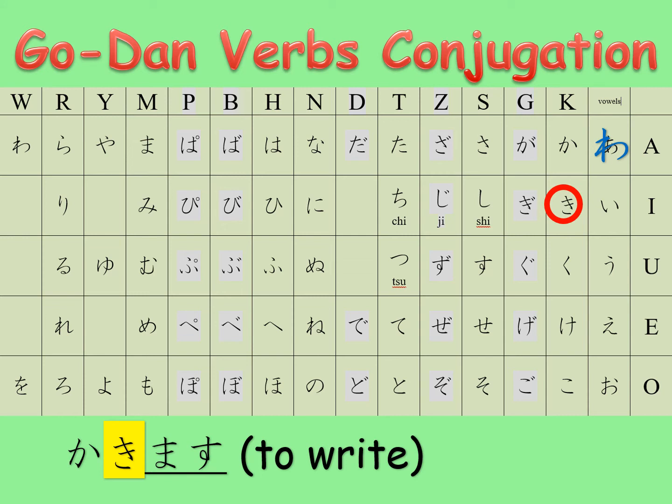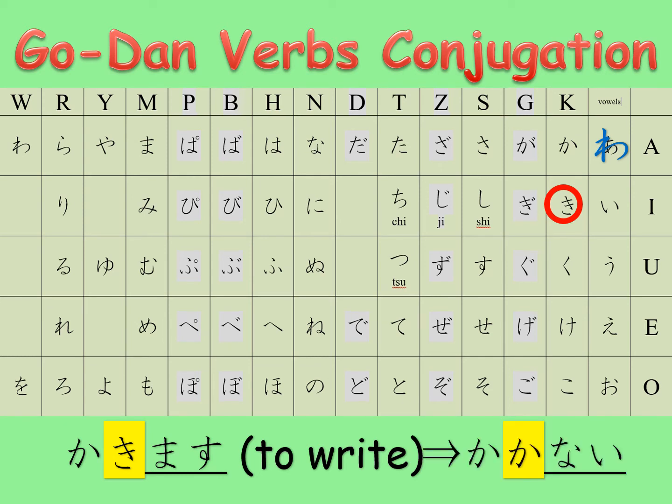In かきます, the letter before ます is き, and that is the second letter in the K column. In order to make that into its negative form, we need to use the letter above き in the table, which is か, and add ない. So かきます becomes かかない.